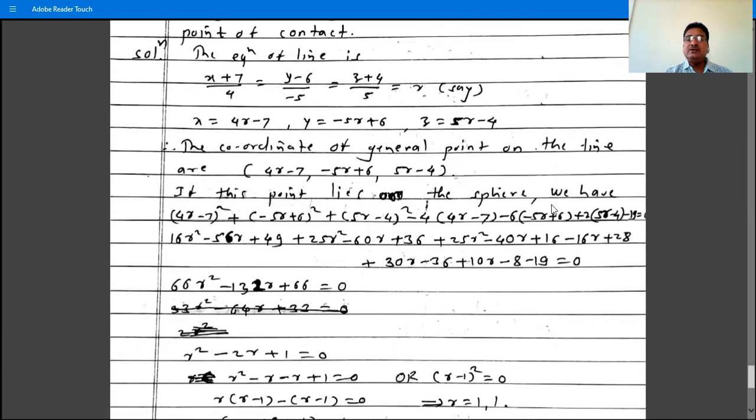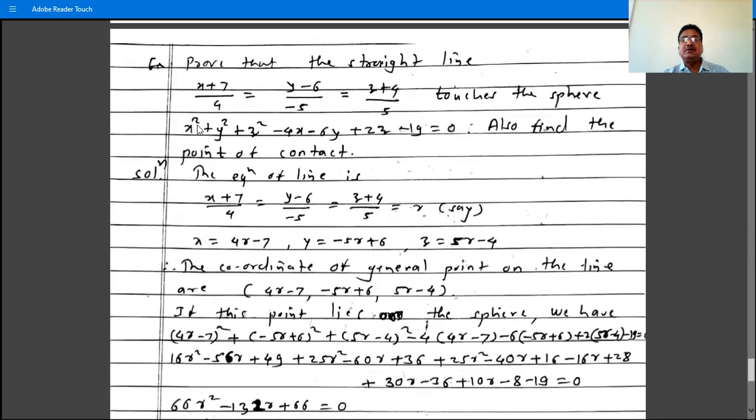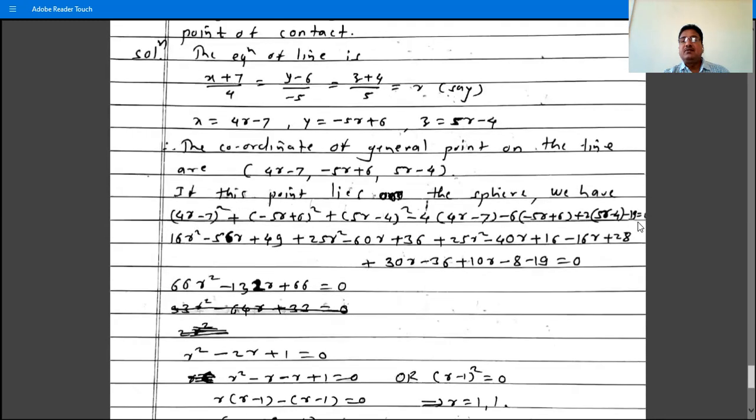If this point lies on the sphere, we have... So we have to find the point of intersection of line and sphere. So if this point which lies on the line also lies on the sphere, then this point satisfies the equation of sphere. So substitute in the equation of sphere the value of x as 4r minus 7, value of y as minus 5r plus 6, and the value of z as 5r minus 4.